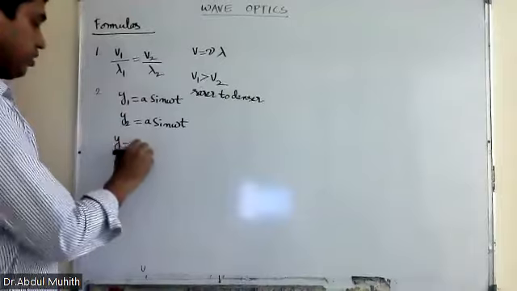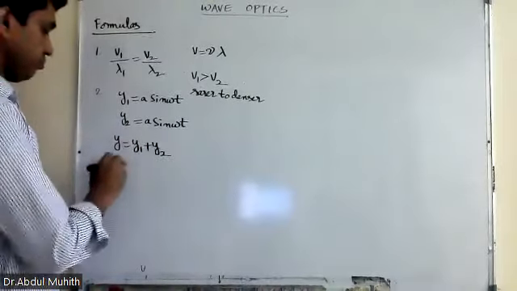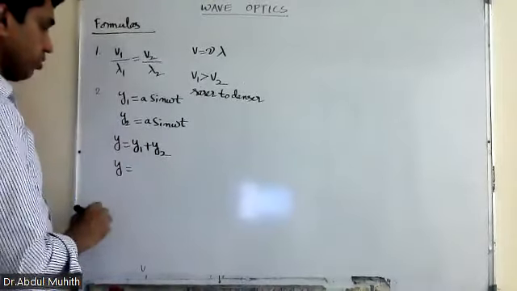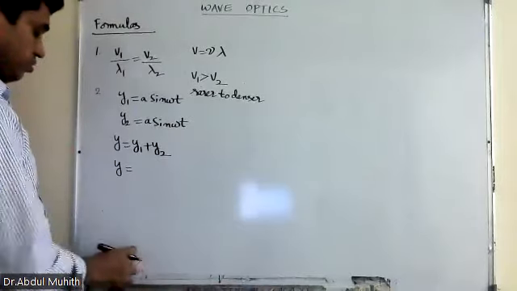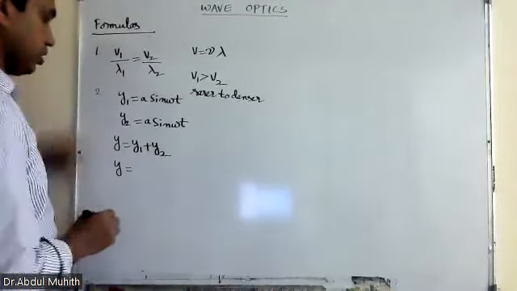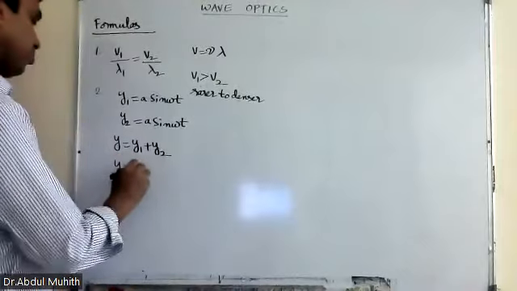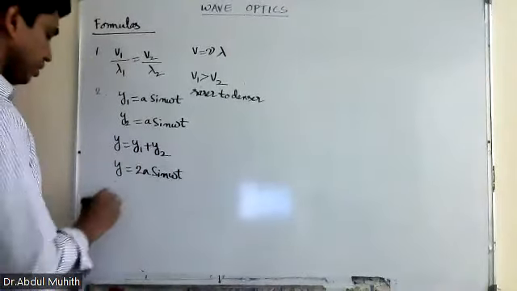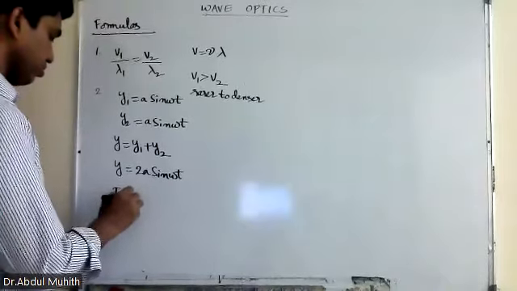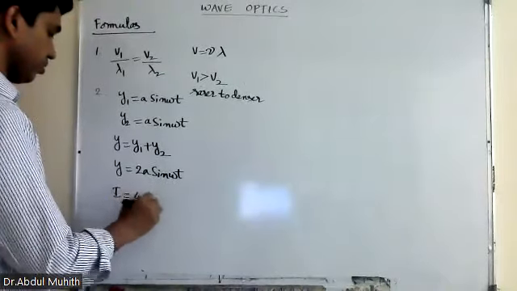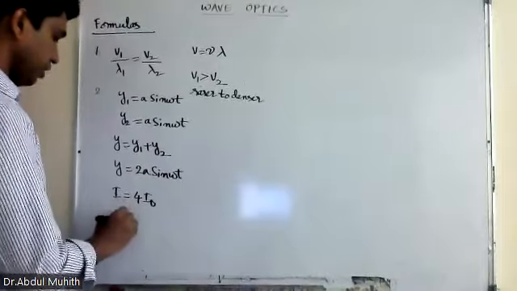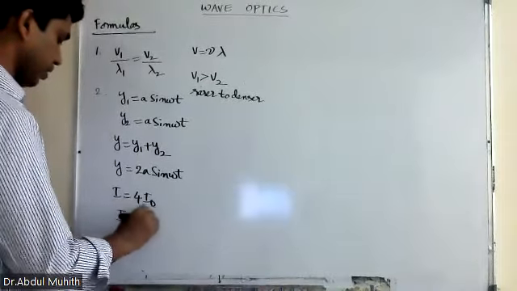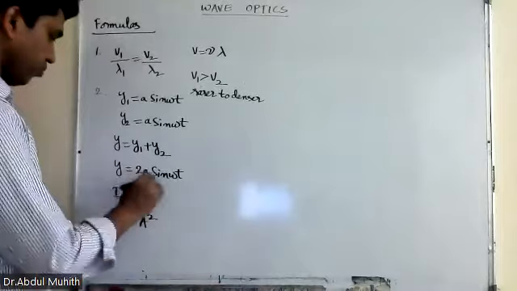Y is equal to Y1 plus Y2. So Y is equal to A sin omega t plus A sin omega t. It will become 2A sin omega t. Now, what is the intensity distribution? I is equal to 4 times I naught. Why? Because I is proportional to amplitude square. So here it will become 4A square.